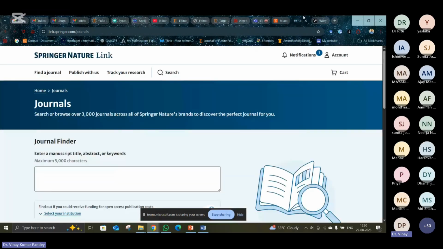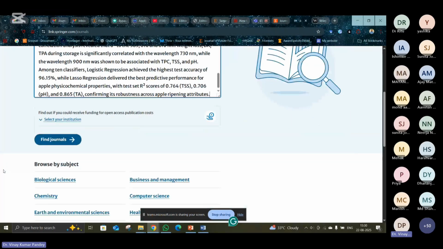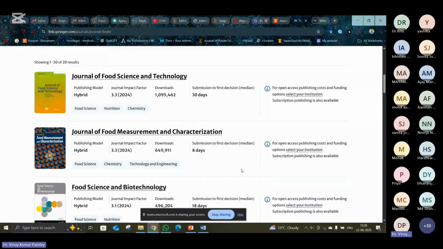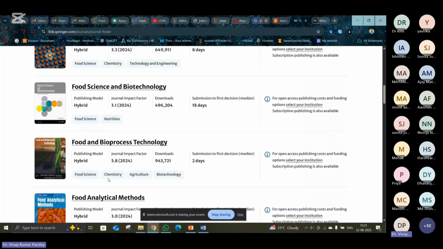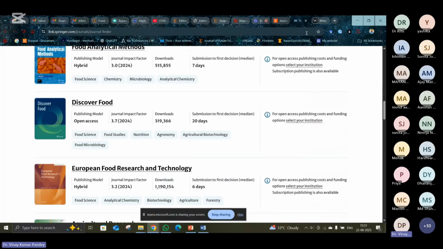Same goes with Springer. I'll paste my abstract again here. I'll click on find journals, and it will suggest to me. See, this is also hybrid, 3.3 impact factor, 30 days, right? So they have suggested me some journals again. Same goes with Wiley.